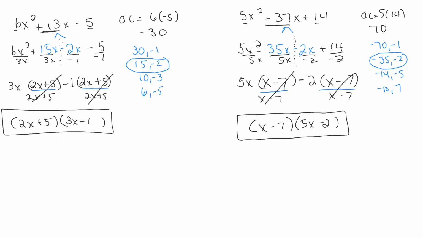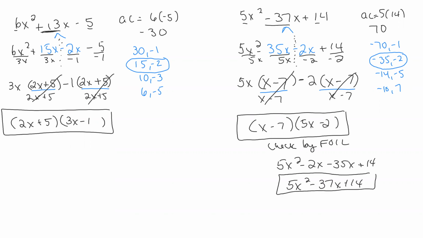If at any point you doubt your work, like you feel like it's just not working out right, FOIL your answer and see. When I FOIL x minus 7 by 5x minus 2, let's say we just go ahead and check this one. I would get x times 5x, which is 5x squared. x times negative 2 is negative 2x. Negative 7 times 5x is negative 35x. Negative 7 times negative 2 is 14. And when I simplify, look at what I get. I get exactly what I started with, okay? So if at any point you kind of doubt your work, check it. Do that FOIL and see that everything is working out correctly.